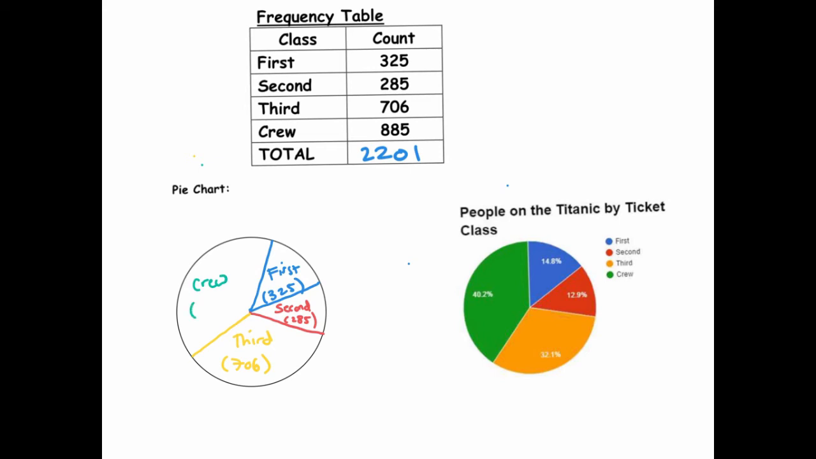So again, the key is that the size of the wedges should correspond to the proportion that each of these categories make up of the entire circle. And of course, you always want to give a title, so I'll write People on the Titanic by Ticket Class. Okay, so two other representations of categorical variables: we've got a frequency pie chart and a relative frequency pie chart.